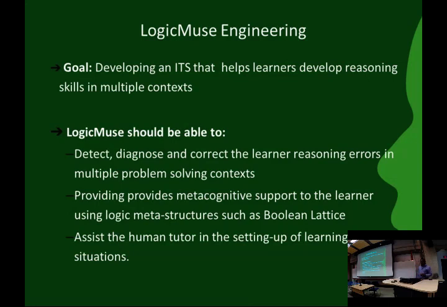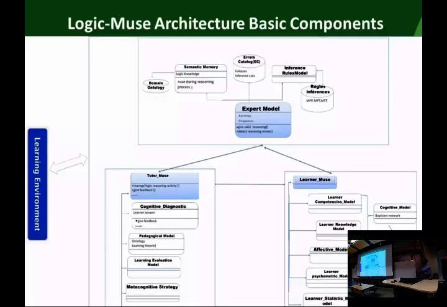And also we like to provide a metacognitive support to learners, by using, for example, the meta structures or meta logic structures such as Boolean lattice, so that the learner will be able to visualize how reasoning comes out from those structures and be more aware about the reasoning procedure. And yes, so the architecture of LogicMuse is quite simple.